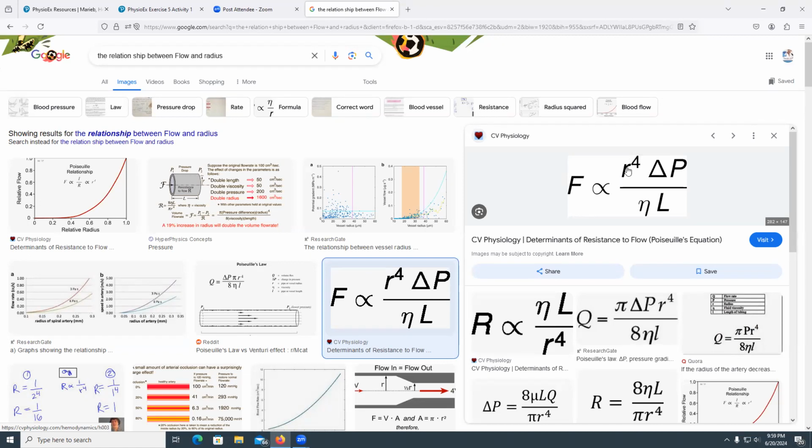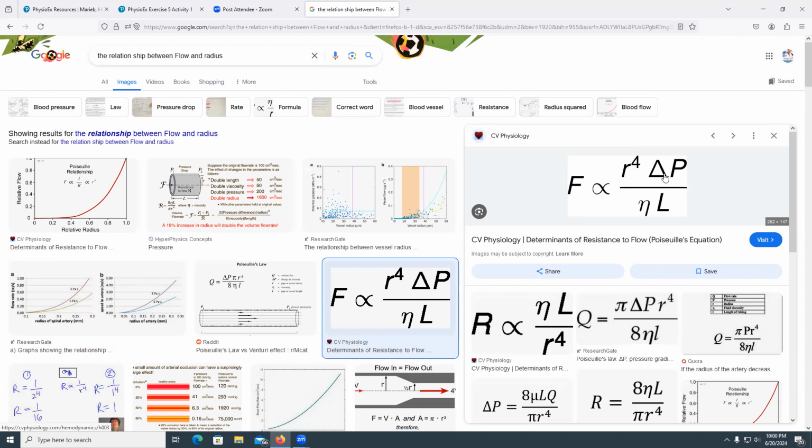Actually, that means it is really significant. None of these guys is to the power of anything. It's just the radius to the power of 4. That shows you it's really, really determining. And then delta P shows you that the gradient is like a pressure. So the more pressure gradient, the higher the flow rate.